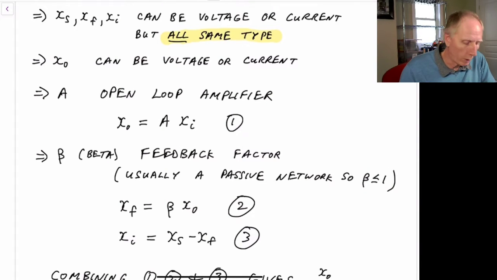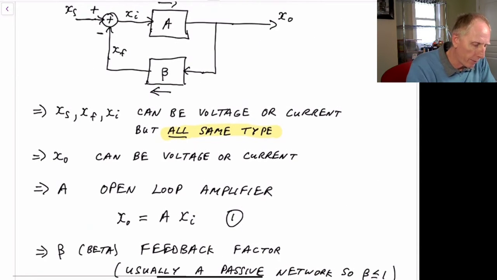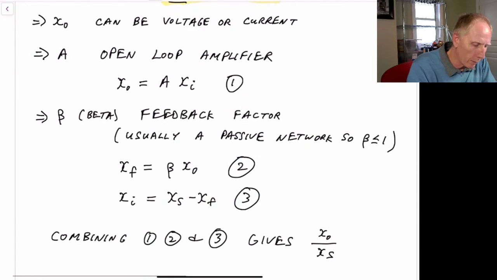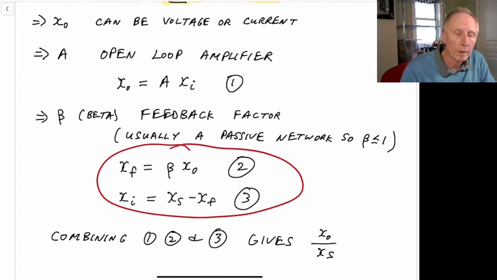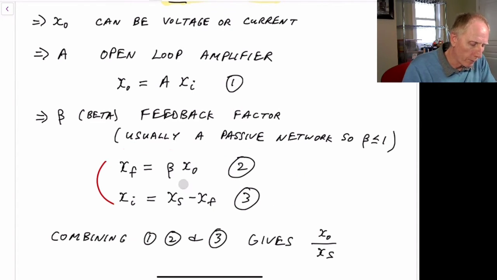So we can write a couple more equations now. We have that X sub F will be beta times X naught. And also we have X sub I is equal to X sub S minus X sub F, the feedback factor. So these are our other two equations. So we have three equations so far.